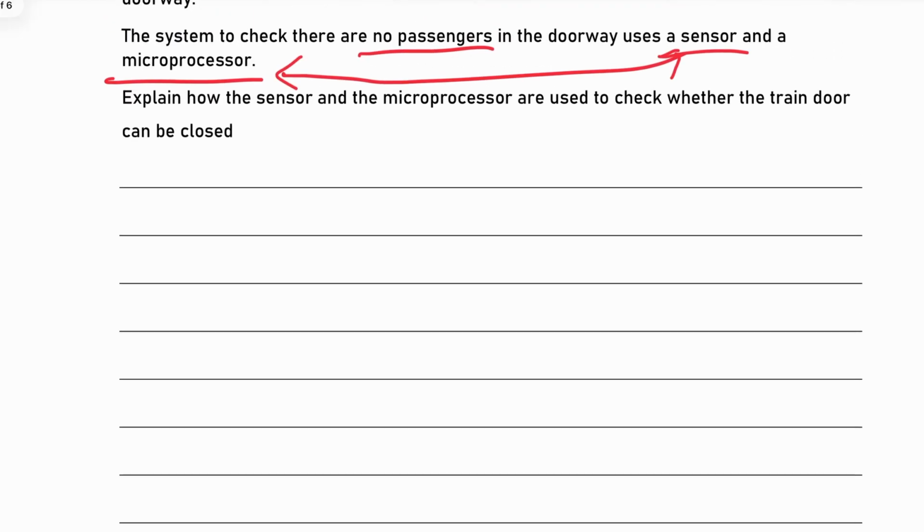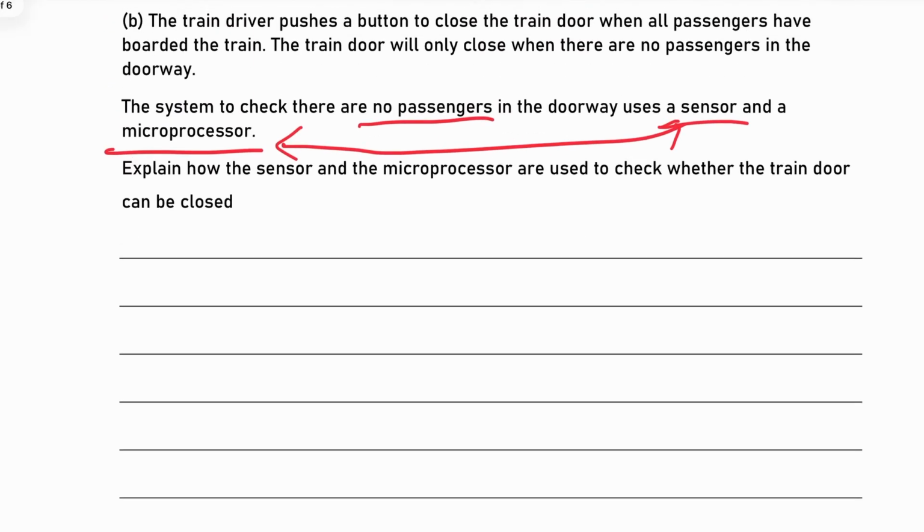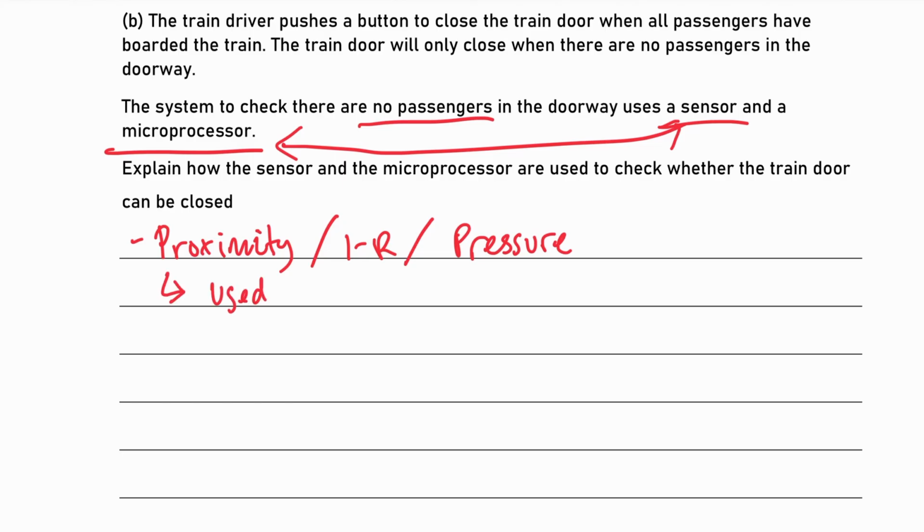So first and foremost, in this question, we have to highlight which sensor is being used. And in a doorway, we could use a proximity sensor, an infrared sensor, or even a pressure sensor in order to check for somebody in the doorway. So that is 1 mark for mentioning the type of sensor and then saying used to check if the doorway is clear, and that will be 2 marks.